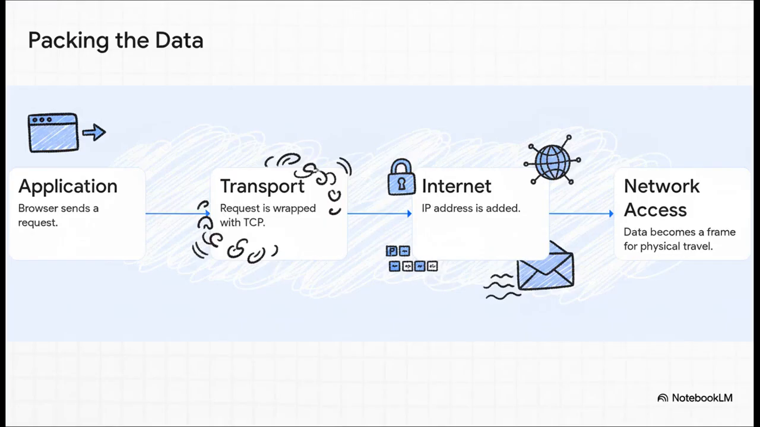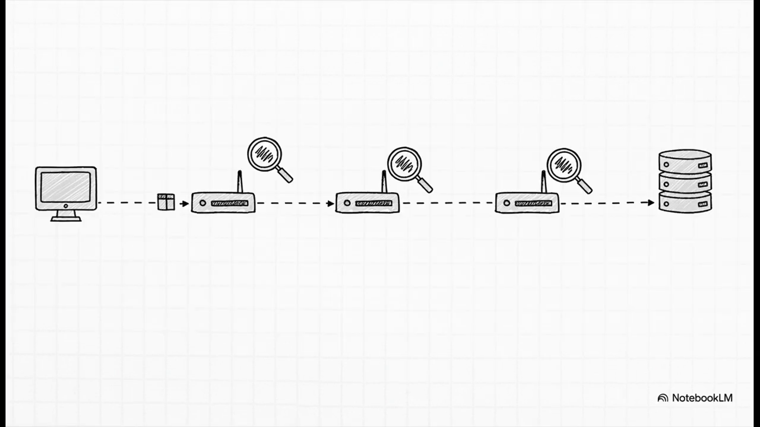So as the data moves down that stack, each layer wraps it in a new layer of information, which is called a header. This whole process is called encapsulation. The transport layer adds its TCP header for reliability, the internet layer adds its IP header for the address, and the network layer adds a final frame for the physical trip. It's kind of like our data is a letter being put inside multiple envelopes. Now it's fully packaged and ready to go.